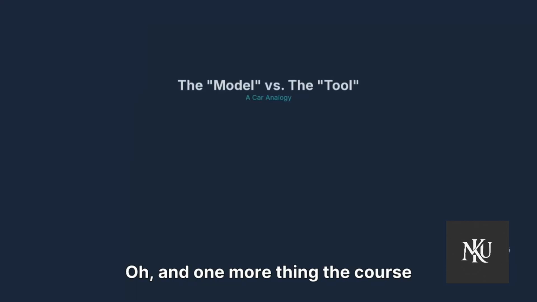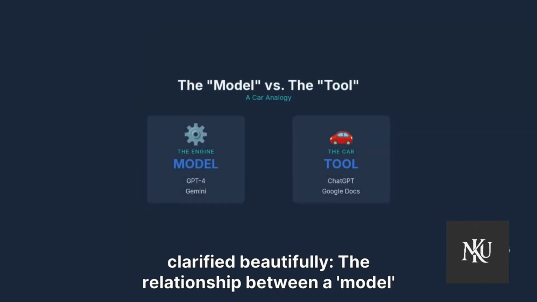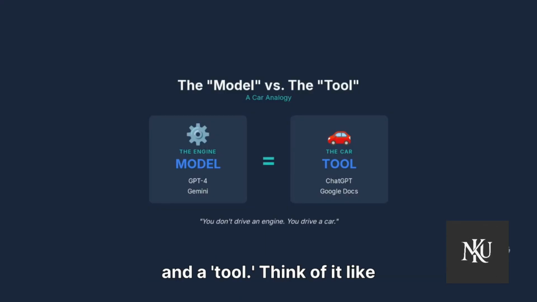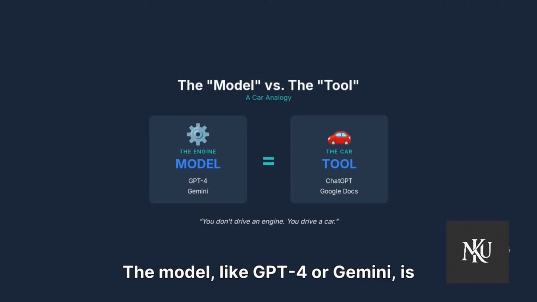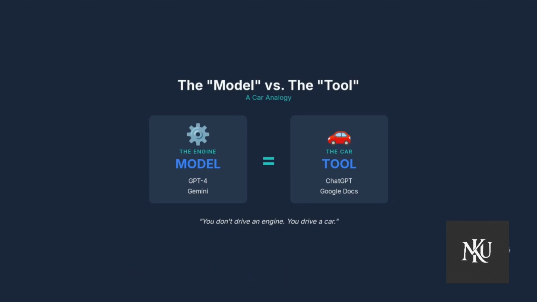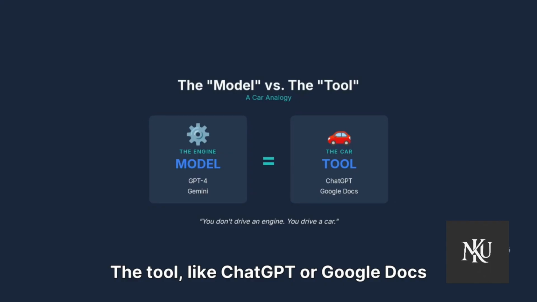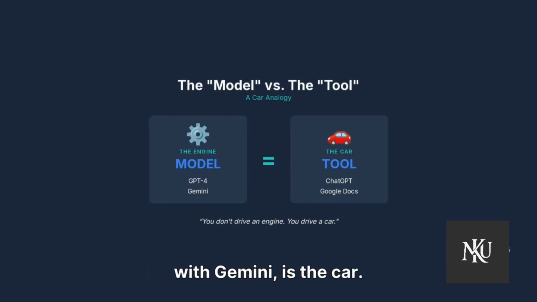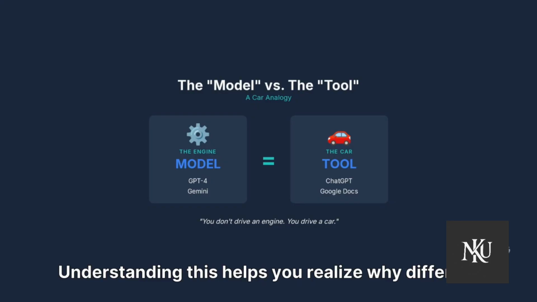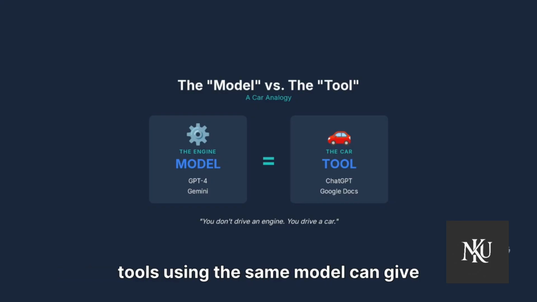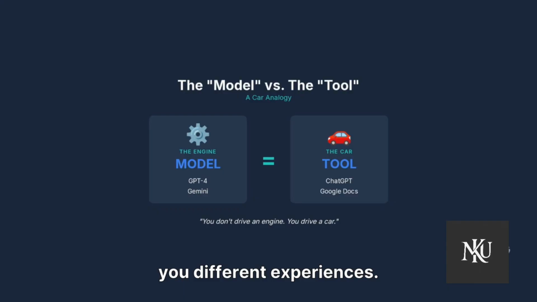Oh, and one more thing, the course clarified beautifully the relationship between a model and a tool. Think of it like a car engine versus the car itself. The model, like GPT-4 or Gemini, is the engine. The tool, like ChatGPT or Google Docs with Gemini, is the car. You don't drive an engine, you drive a car. Understanding this helps you realize why different tools using the same model can give you different experiences.